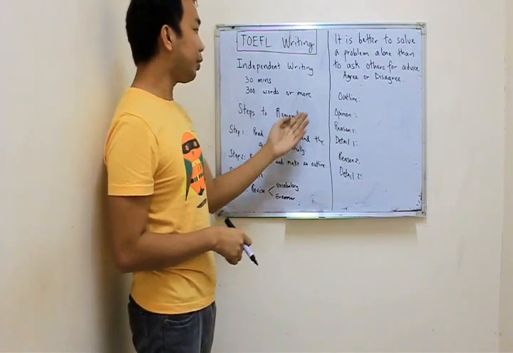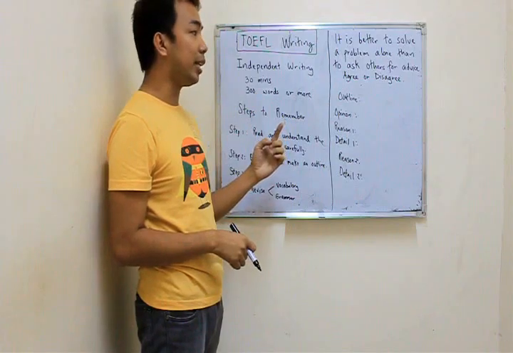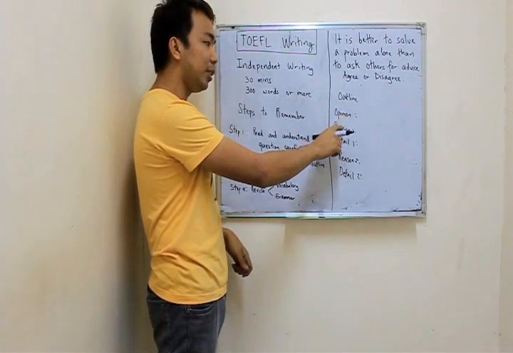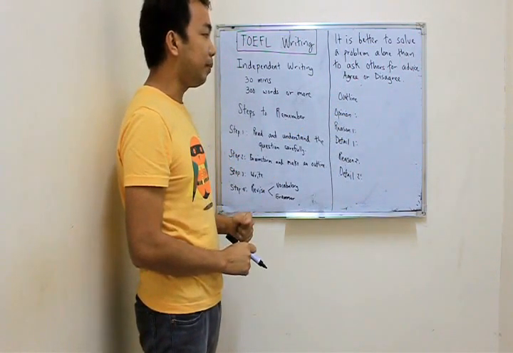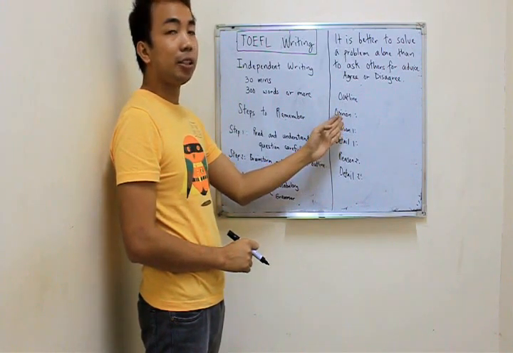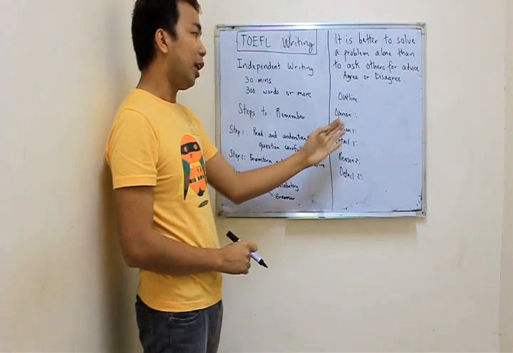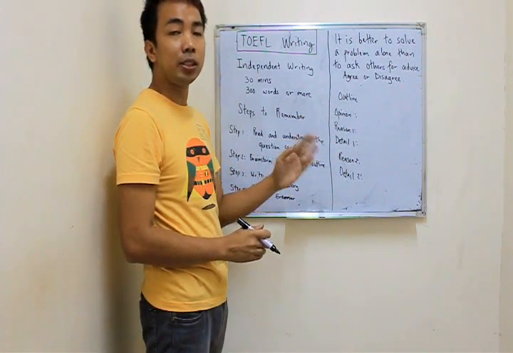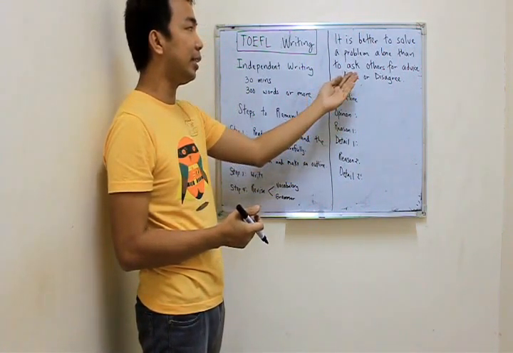After you read and understand the question, the next thing that you're going to do is to make an outline. An outline looks like this. You have your opinion, reason 1, detail 1, reason 2, detail 2. In your outline, you don't need to write in complete sentences. You can just use keywords. The outline is very important before you write your essay because this will serve as your guide in writing your essay. So we have here a sample.